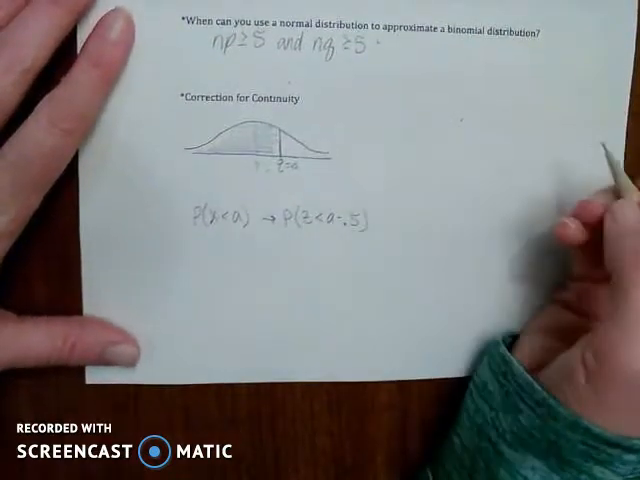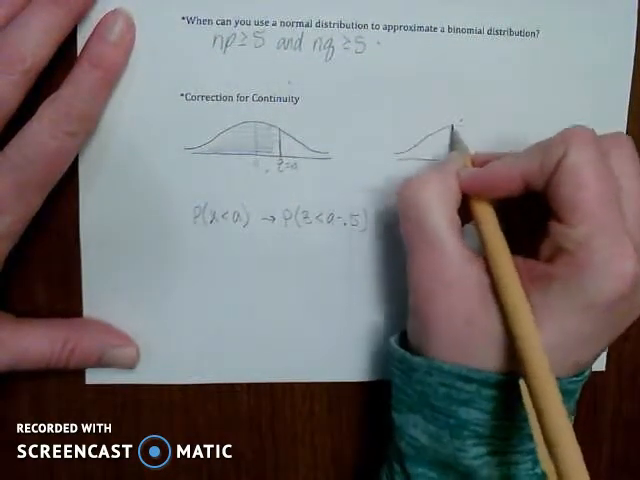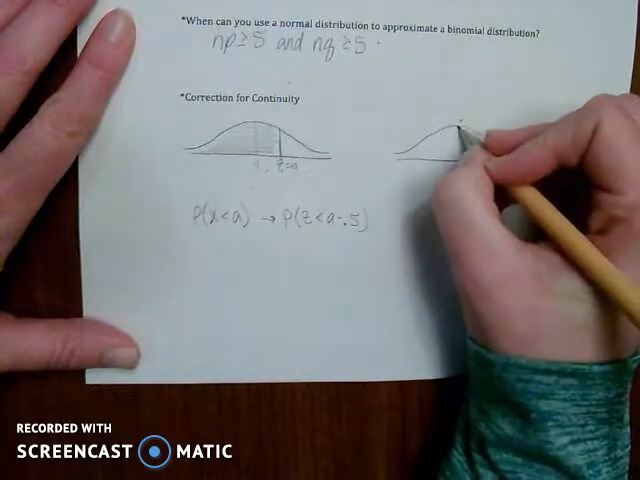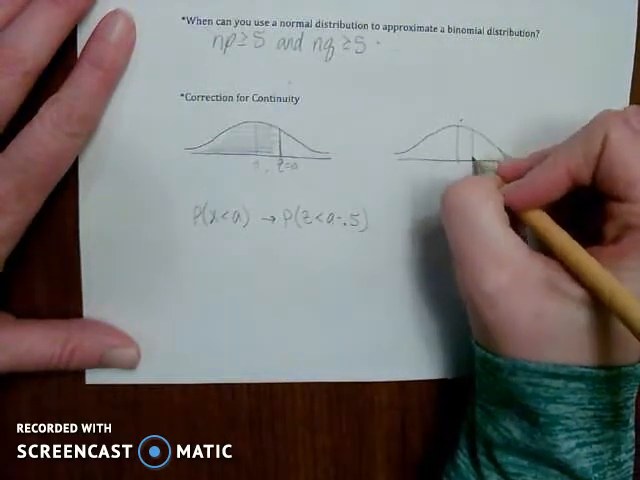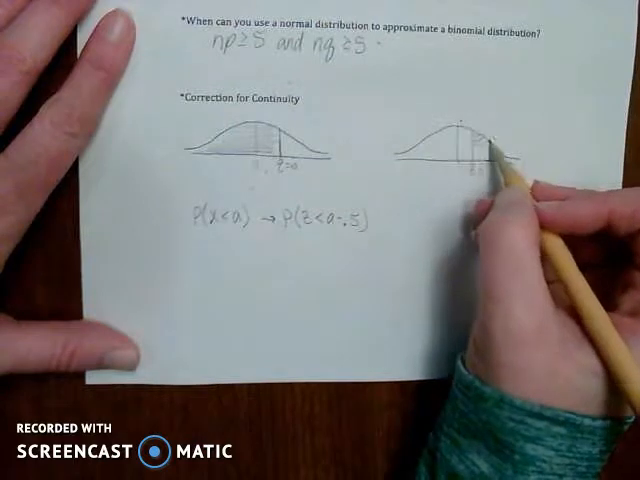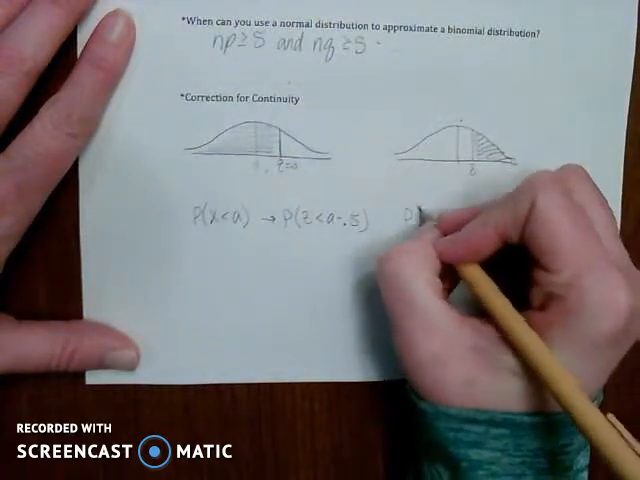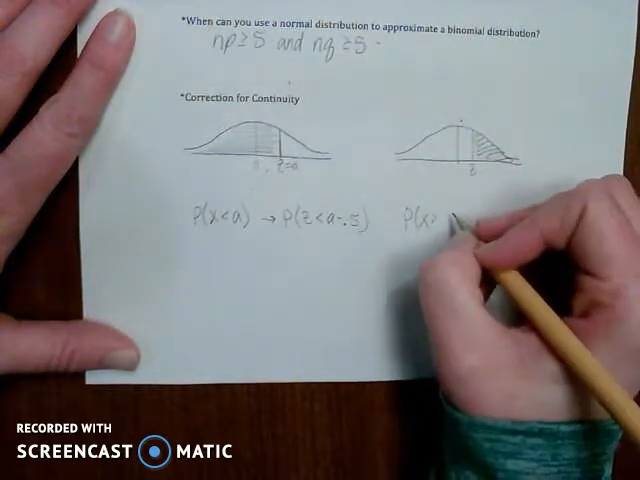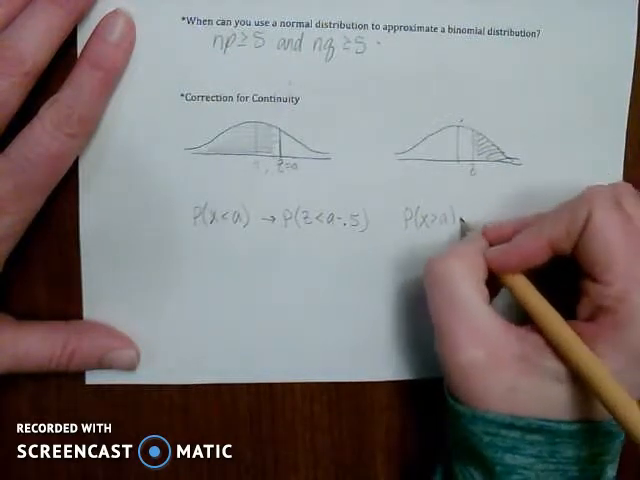There's a whole bunch of different options. But let's say this is my z value. I want it to be greater than. The probability that x is greater than that number a.